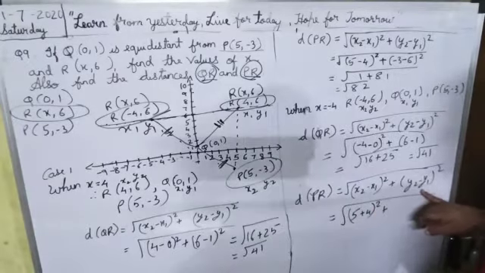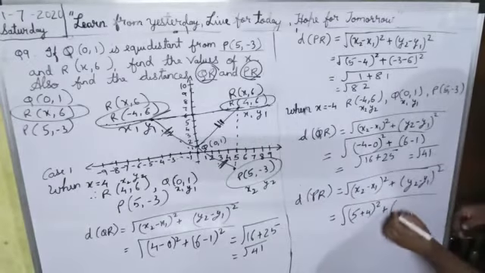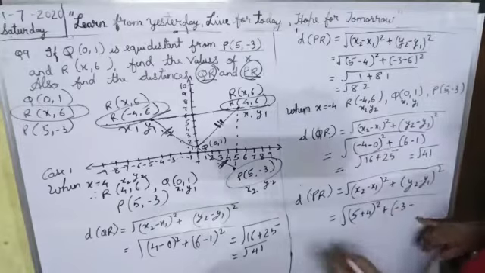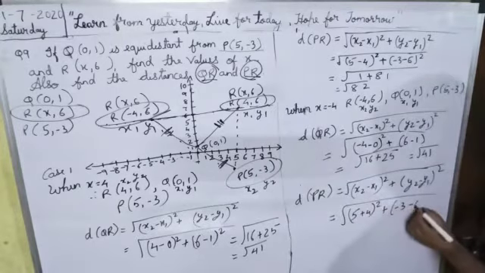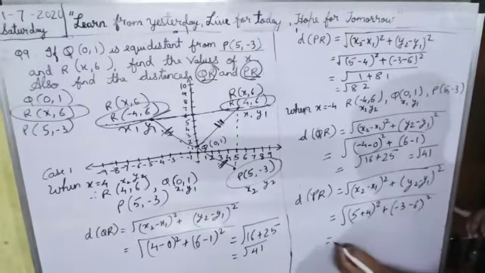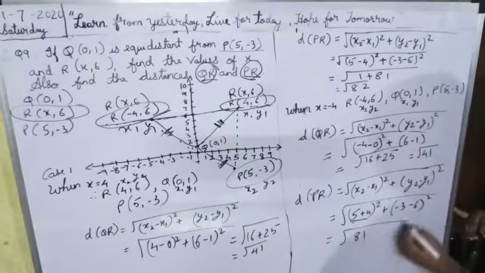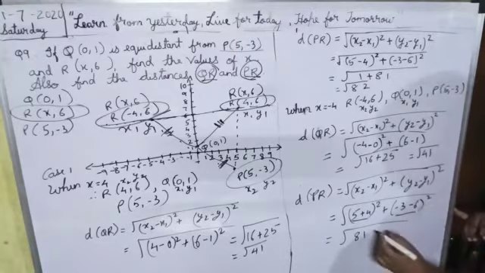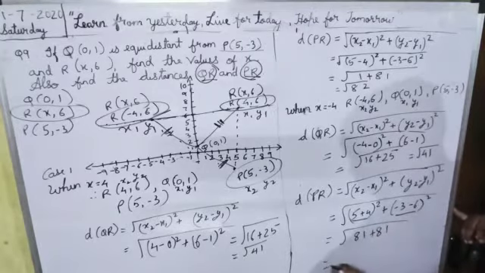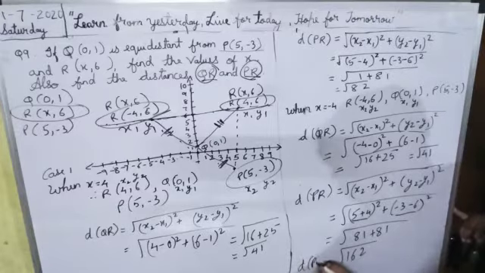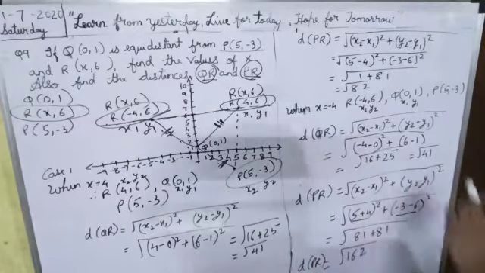y2 minus y1. y2 is minus 3, minus y1, which is 6, square. Now we will calculate this. This will be 9 square, 81. This will also be 9 square, 81. So we will get root of 162. So we got the distance PR. So hence we got QR and PR.